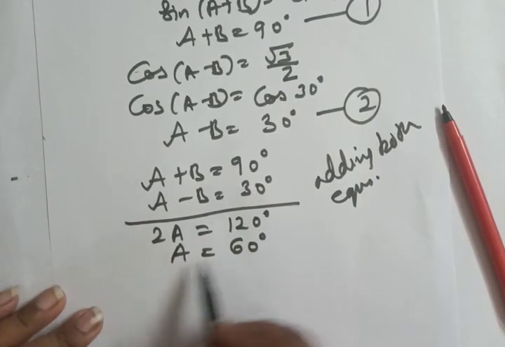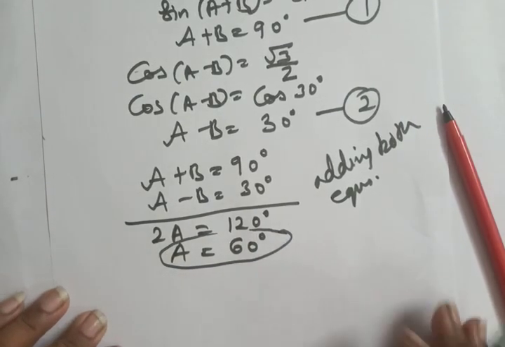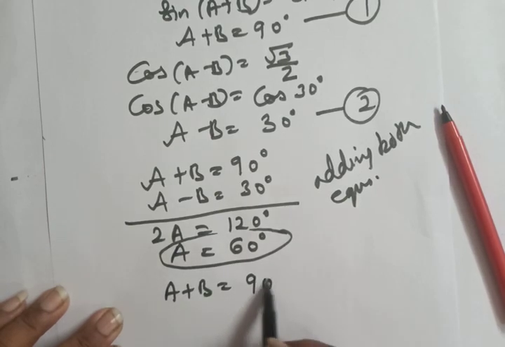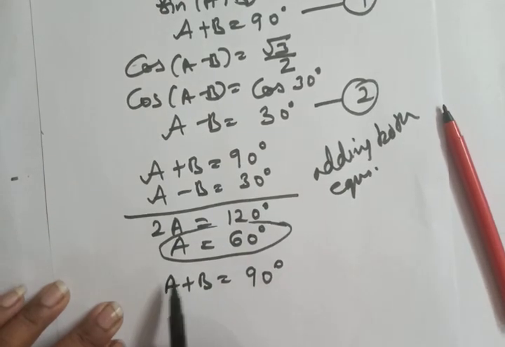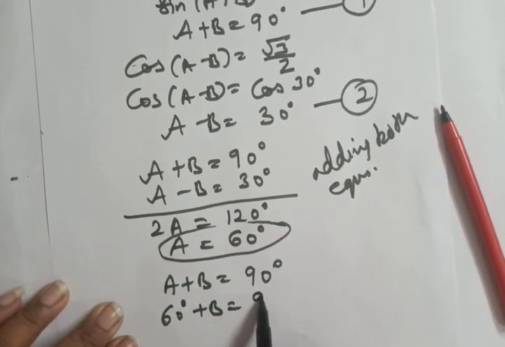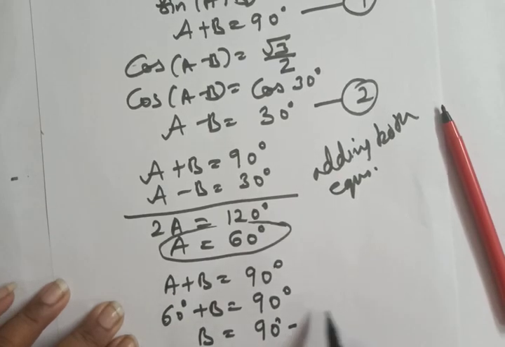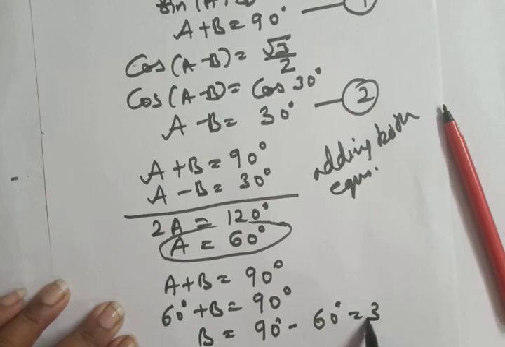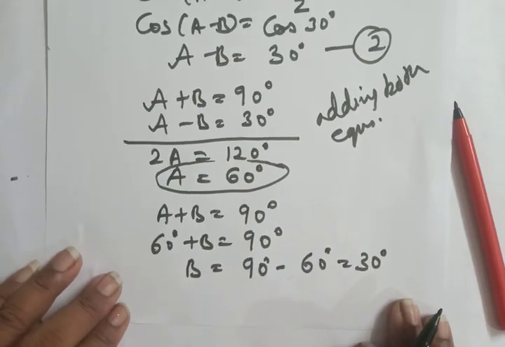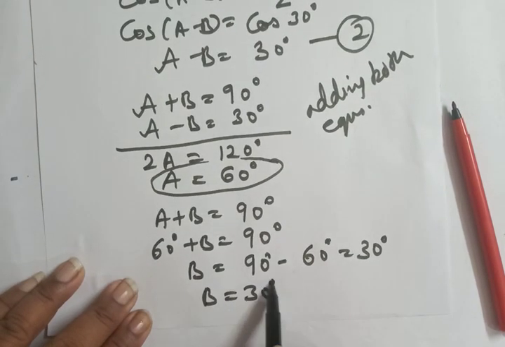So we can put the value of a in any one of the equations. If we take the very first equation, a plus b is equal to 90 degree, and put the value of a, that is 60 degree, then 60 degree plus b is equal to 90 degree, and b is equal to 90 degree minus 60 degree, that is equal to 30 degree. So we have got b is equal to 30 degree.